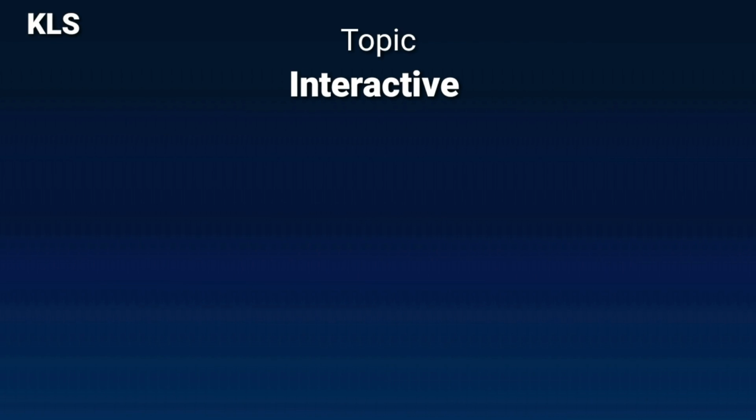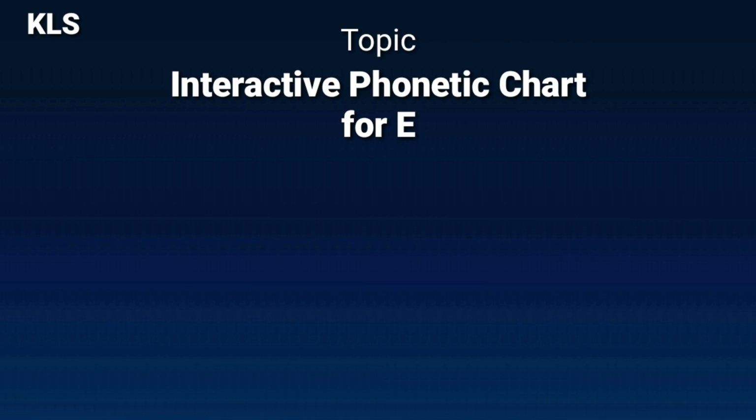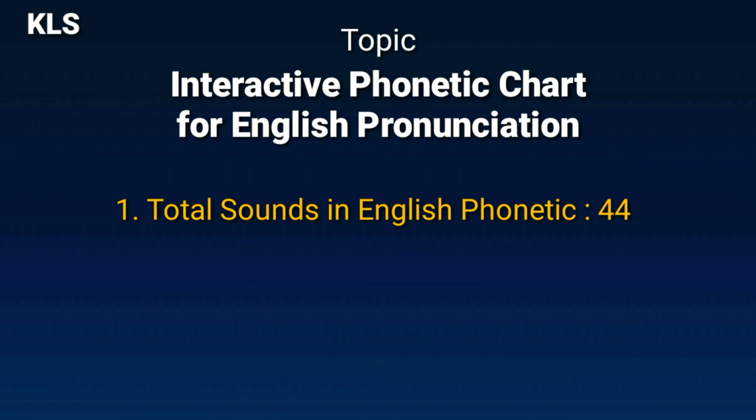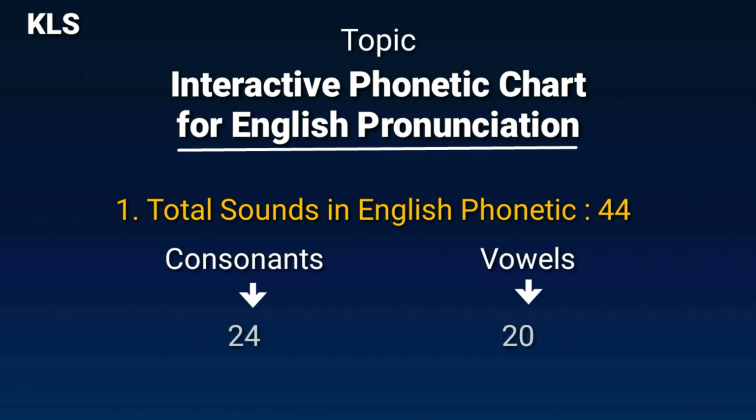Dear friends, today we are going to discuss the topic Interactive Phonetic Chart for English Pronunciation. Total sounds in English phonetic are 44. 24 are consonants and 20 are vowels.